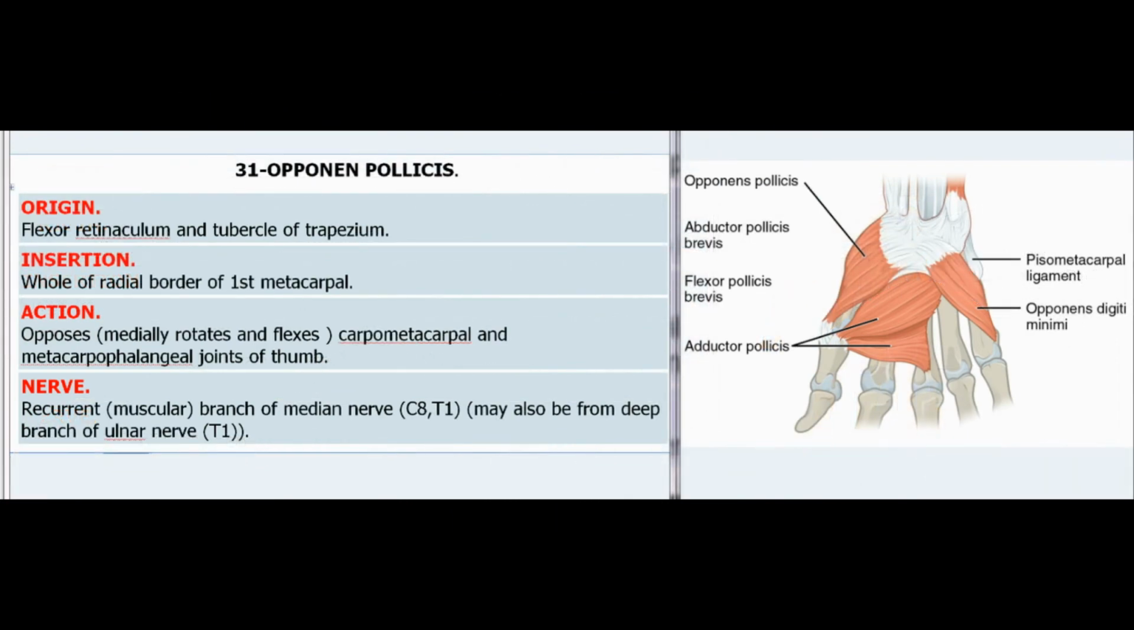31. Opponens pollicis. Origin. Flexor retinaculum and tubercle of trapezium. Insertion. Whole of radial border of first metacarpal. Action. Opposes, medially rotates and flexes carpometacarpal and metacarpophalangeal joints of thumb. Nerve. Recurrent, muscular, branch of median nerve, C8, T1, may also be from deep branch of ulnar nerve, T1.